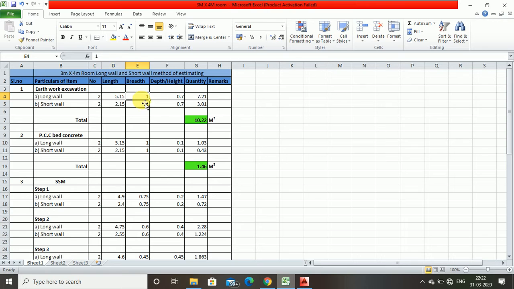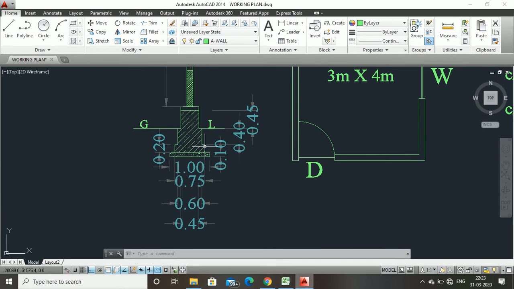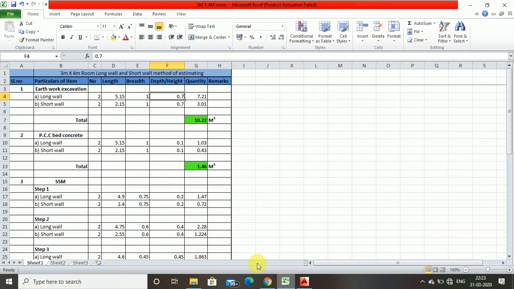So this will cover, as I have marked, the entire area of excavation. And the width will be 1 meter, that is breadth, and the depth of excavation is 0.7 meter. Let me show. This is 1 and this is 0.1 and this is 0.4. Sorry, this is 0.2, total will be 0.7 meter. Again the short wall will be two numbers. The center distance is 3.15. In short wall we will deduct the half of the distance on either side, that is width is 1 meter, that is 1 divided by 2 minus 1 divided by 2, so this is 2.15. Breadth is 1 and the depth is 0.7 meter.